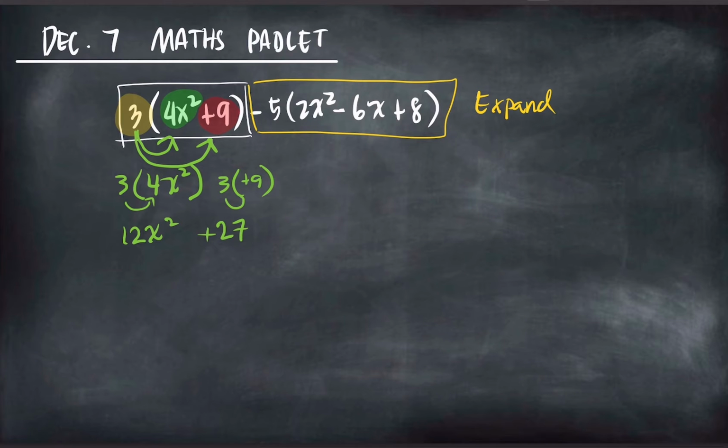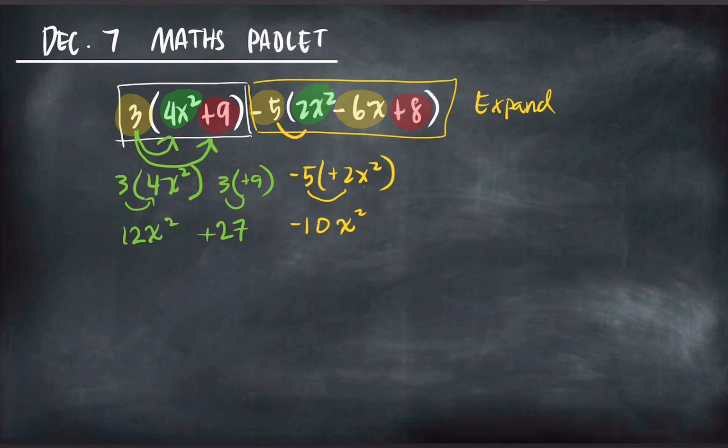Okay? So take note that this is negative 5. Okay? Negative 5. This is positive 2x squared, negative 6x, and positive 8. Okay? So let's do the first one. Negative 5 times positive 2x squared. Again, multiply the numbers. You have negative 10. And since x squared is by itself, bring it down.